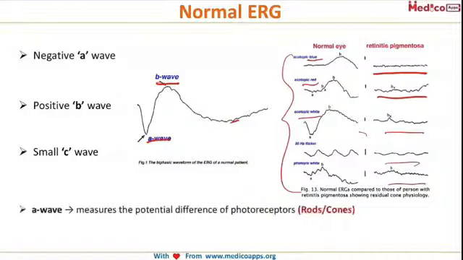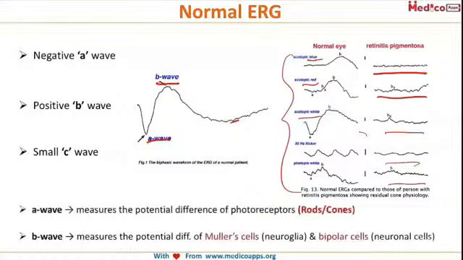So what does this A wave mean? It measures the potential difference between the photoreceptors, that is the rods and the cones, and the B wave measures the potential difference between the Muller cells and the bipolar cells. The Muller cells are the neuroglia of the retina, and the bipolar cells are the neuronal cells of the retina, and the potential difference between these two is measured by the B wave.